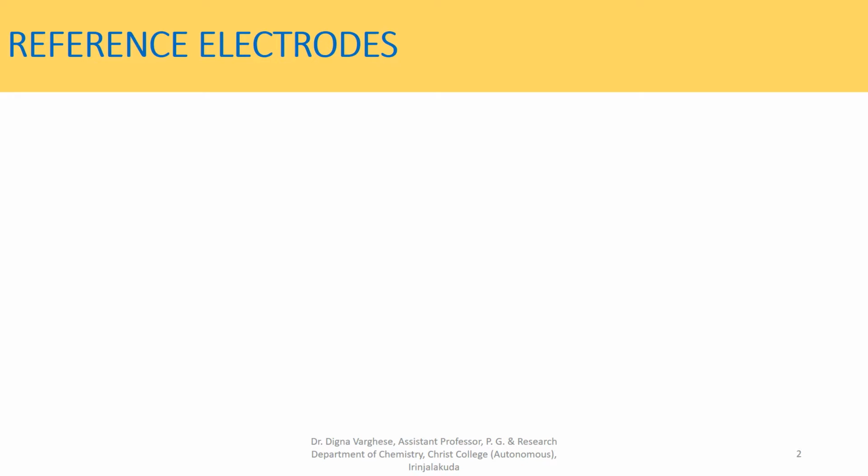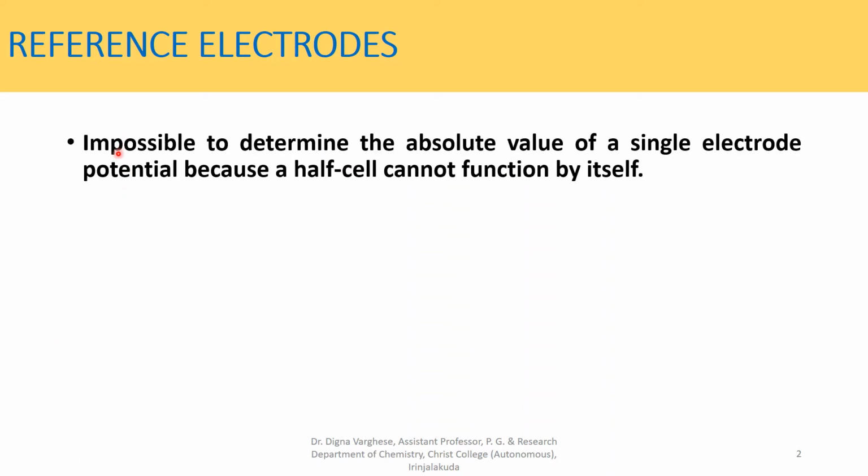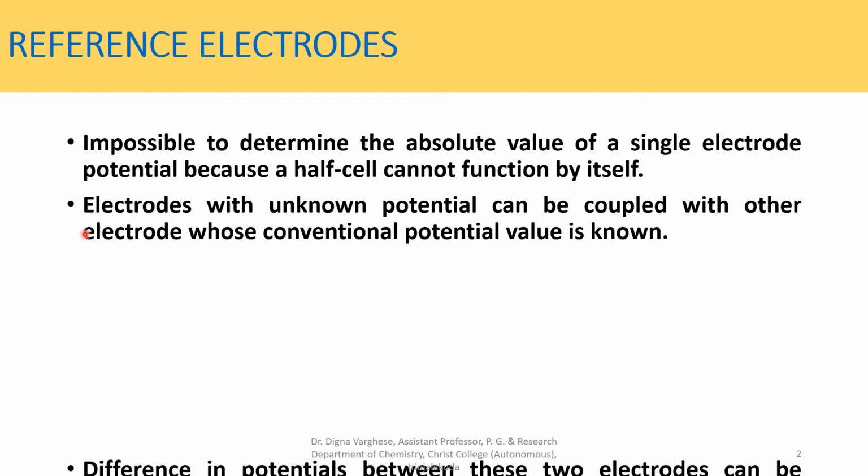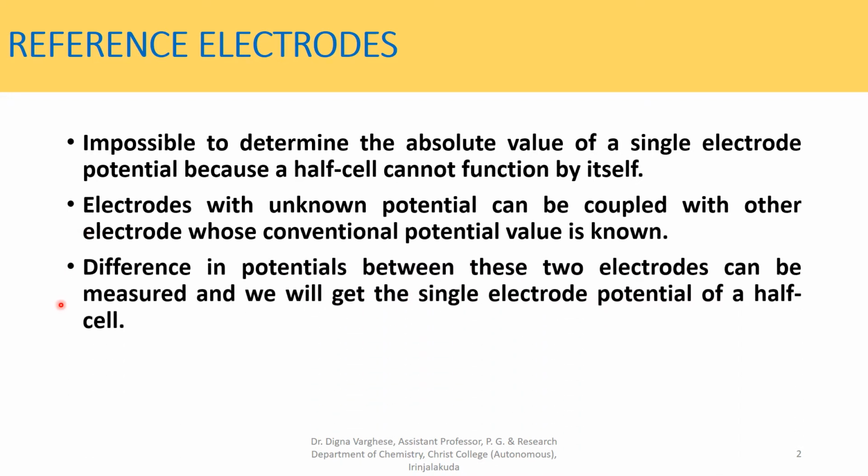Reference electrodes. It is impossible to determine the absolute value of a single electrode potential because a half cell cannot function by itself. Electrodes with unknown potential can be coupled with another electrode whose conventional potential value is known. The difference in potentials between these two electrodes can be measured, and we will get the single electrode potential of a half cell. We have discussed this earlier in our video class named electrode potential.